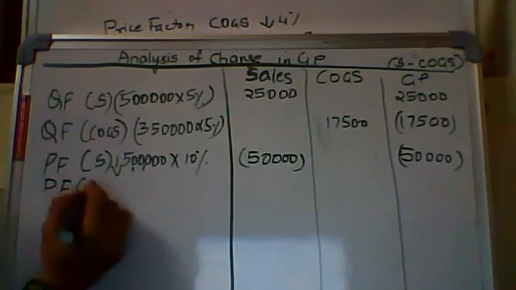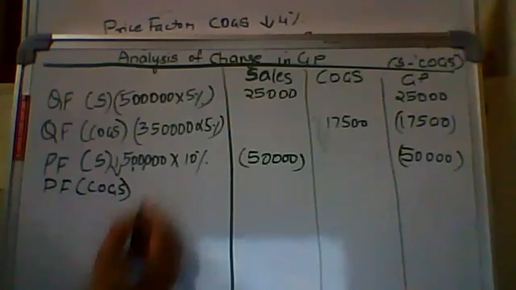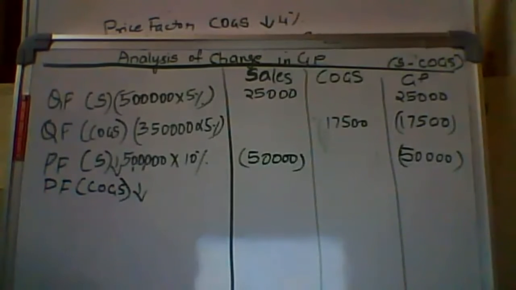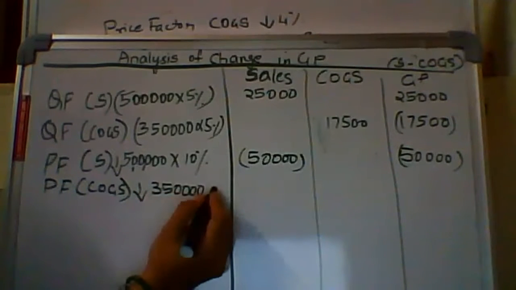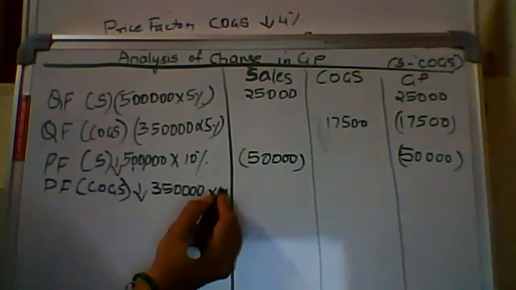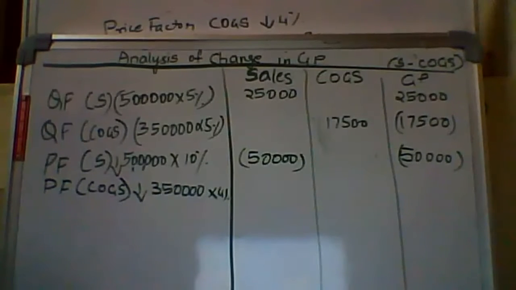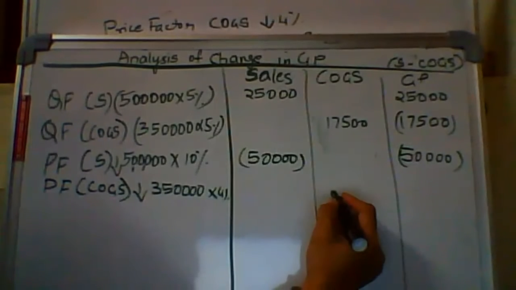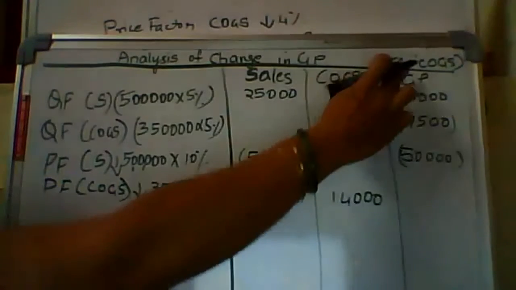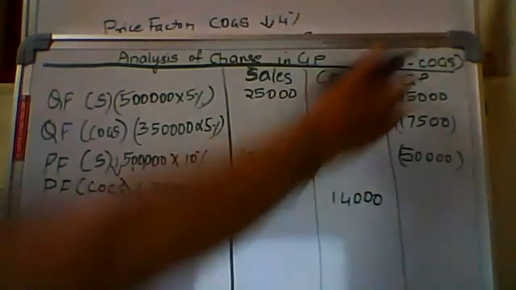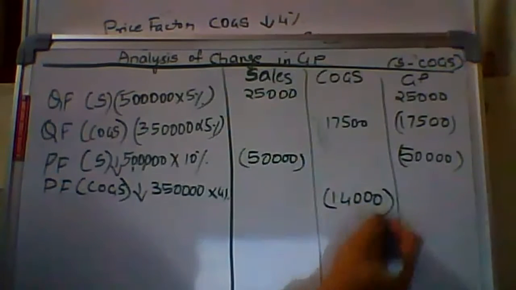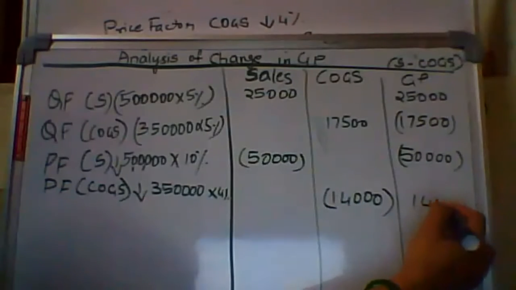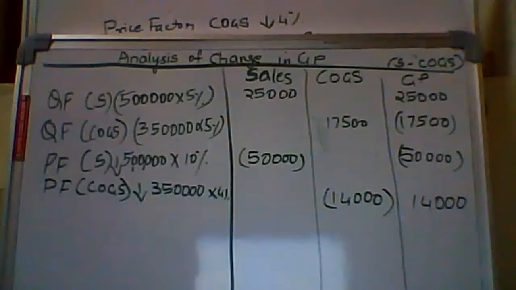Now do the price factor on cost of goods sold. That is also reducing by 5%. How much is the cost of goods sold of 2001? 3,50,000. What is the percentage decrease? 5%. How much is that coming to? 14,000. Now you have to do sales minus cost of goods sold. It means cost of goods sold is to be deducted here. Deducted means now this is a reduction. Minus of minus is plus. So it will go 14,000 plus.